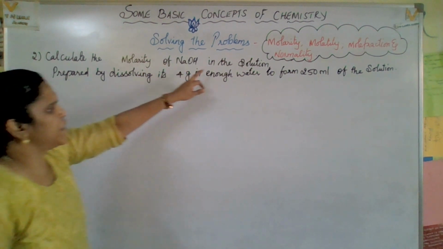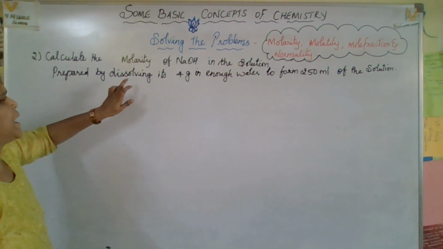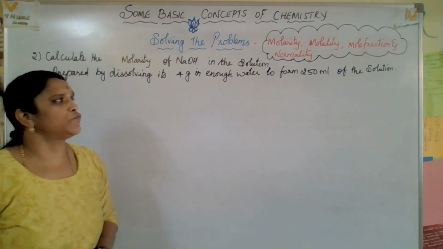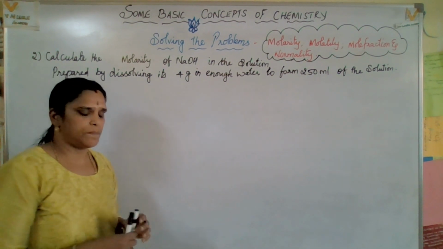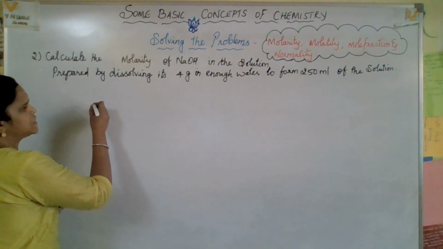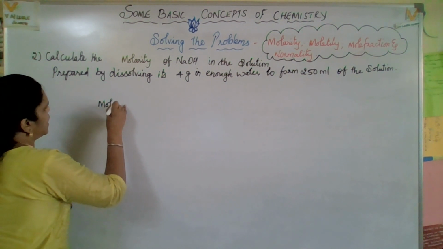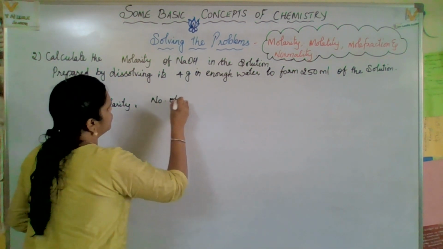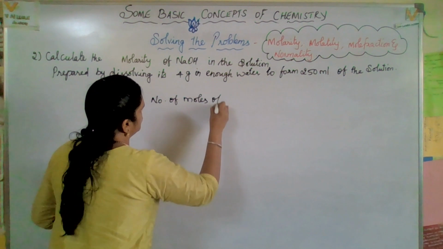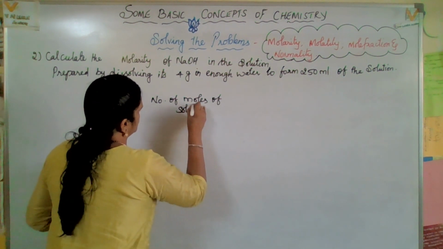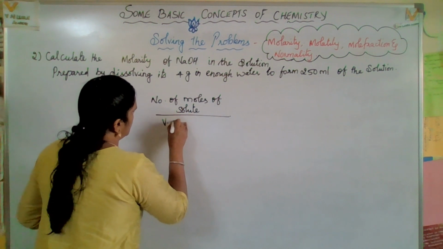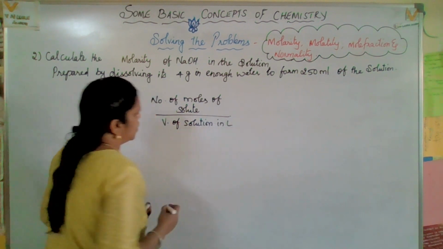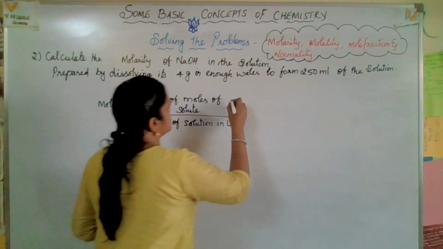Calculate the molarity of sodium hydroxide in the solution prepared by dissolving 4 grams of it in enough water to form 250 ml of the solution. This is so simple. Let us check the formula. What is the formula of molarity? Molarity equals number of moles of solute divided by volume of solution in liter.